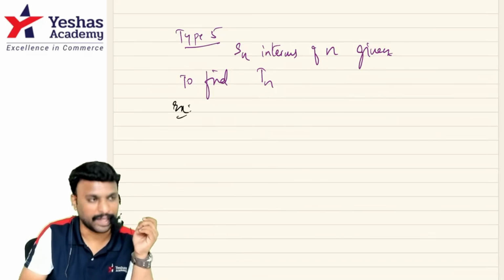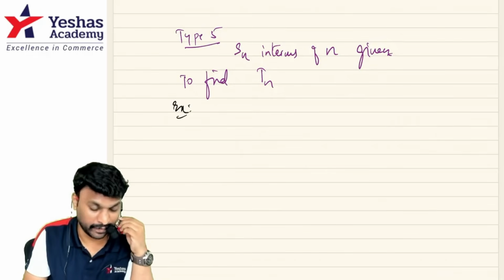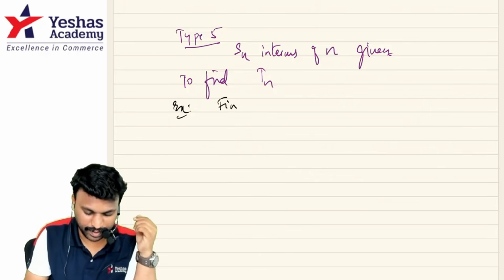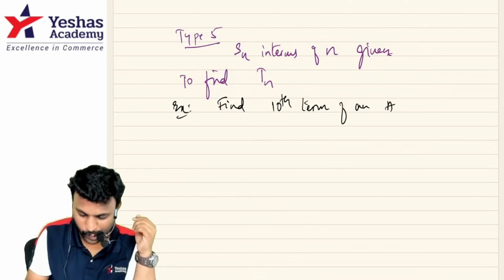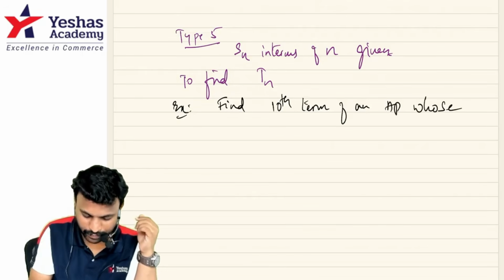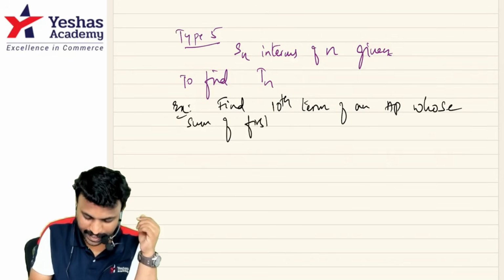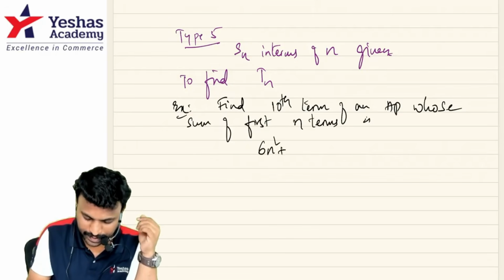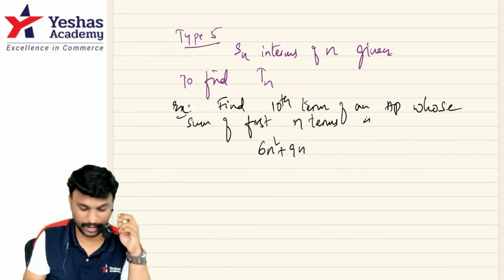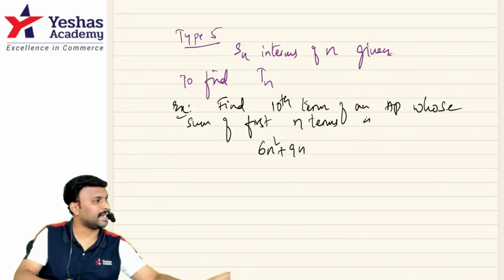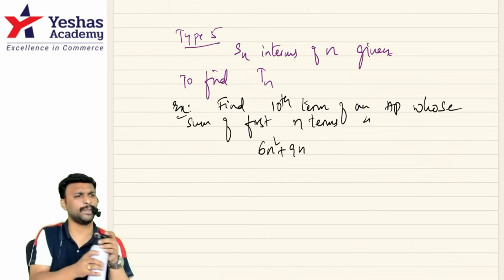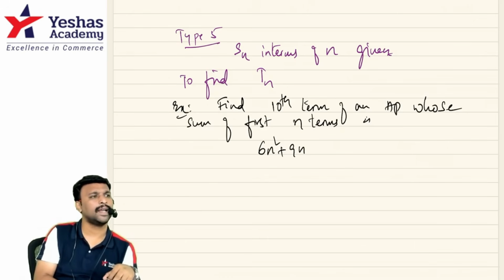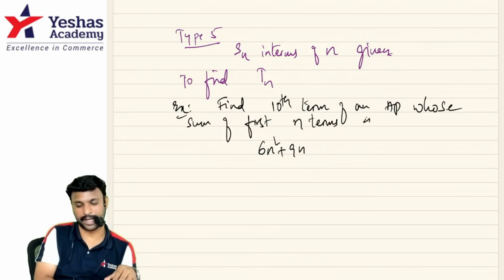One example quickly. Tell me, guys. The question is: find the 10th term of an AP whose sum of first n terms is 6n square plus 9n. Compute quickly. You need to find the 10th term. What is the 10th term in terms of Sn? S10 minus S9.